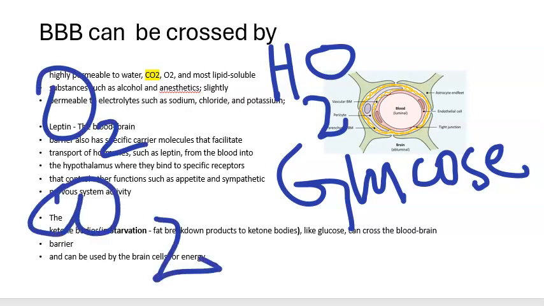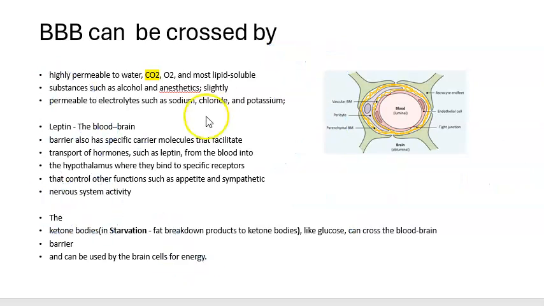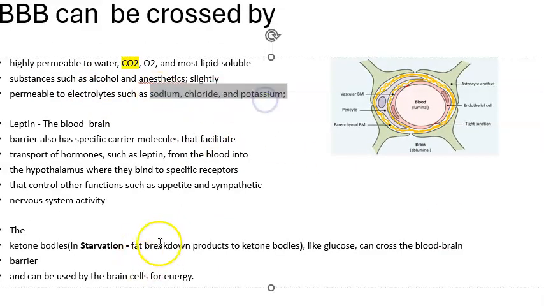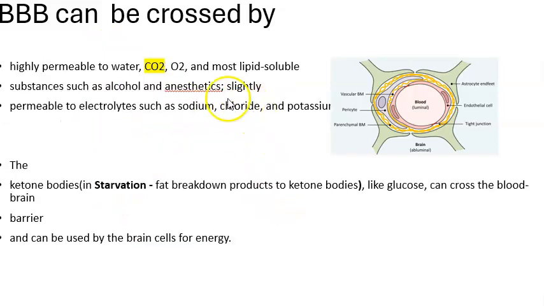Okay. Carbon dioxide also you should write. Then some anesthetic medications if you are giving to the person. Any lipid soluble, mostly the lipid soluble things will cross. Okay, so look at this. And sodium chloride, potassium, all these super common things are going. Okay, even alcohol can cross the blood-brain barrier. Okay, I think all these things you understood.